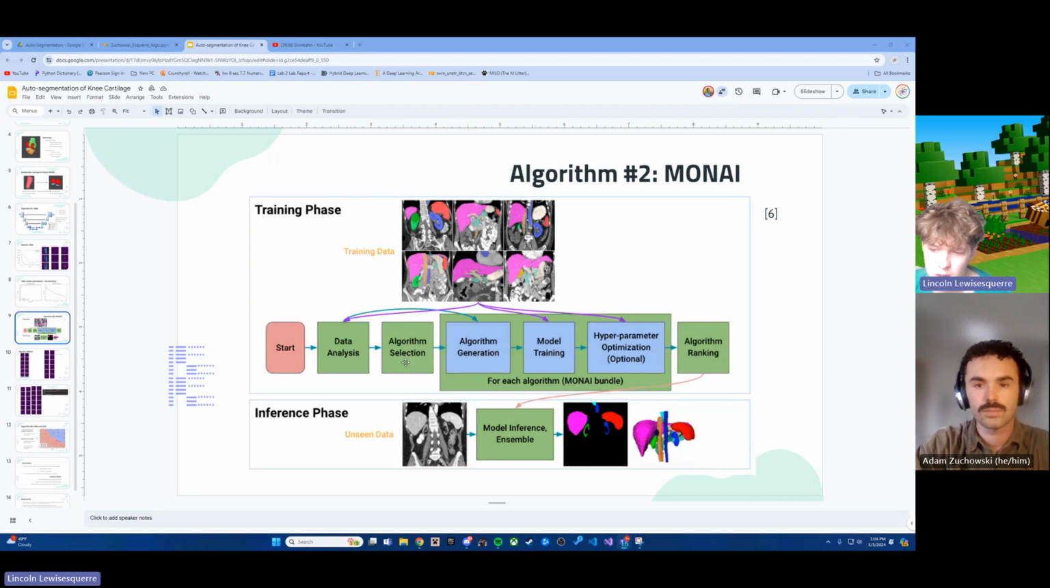Once you pick the algorithms, it'll generate and train the algorithms on data. Optionally, you can optimize the hyperparameters, but after it trains the models, it's going to rank each algorithm based on its performance on the data, and then take the best algorithm and use it on the unseen data. So that's the general gist of what MONAI is good at. It's pretty good at it.